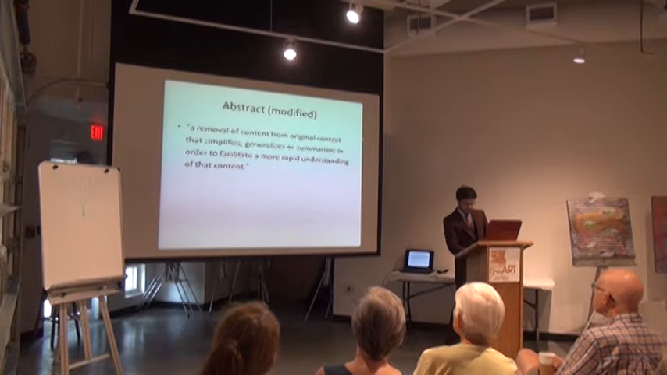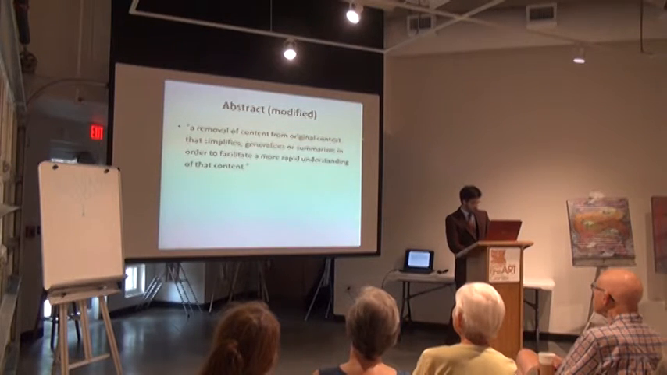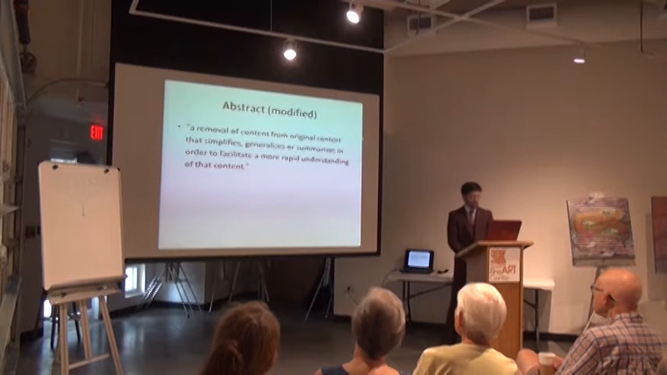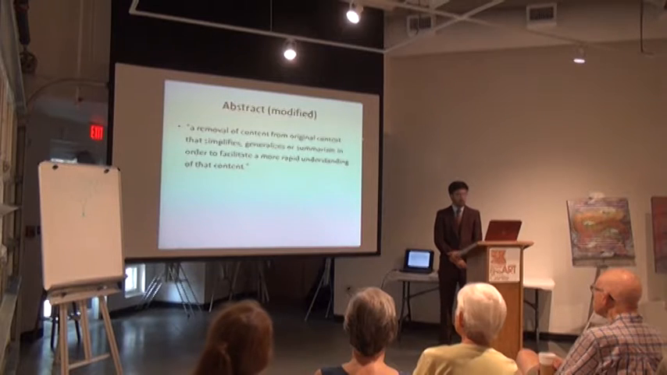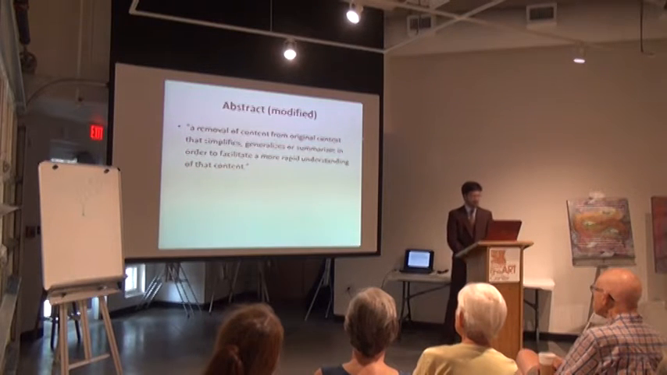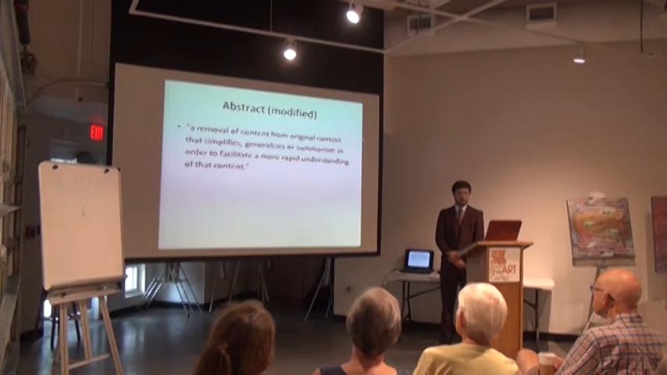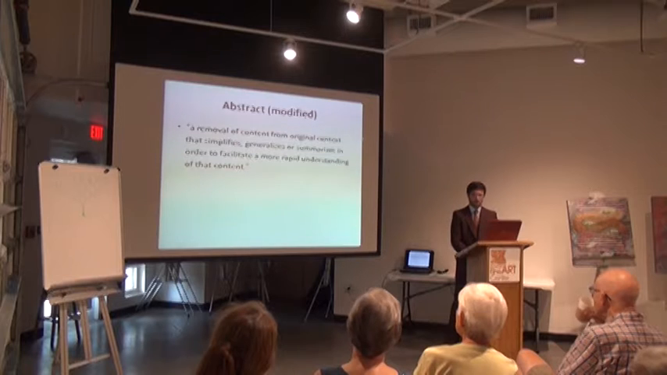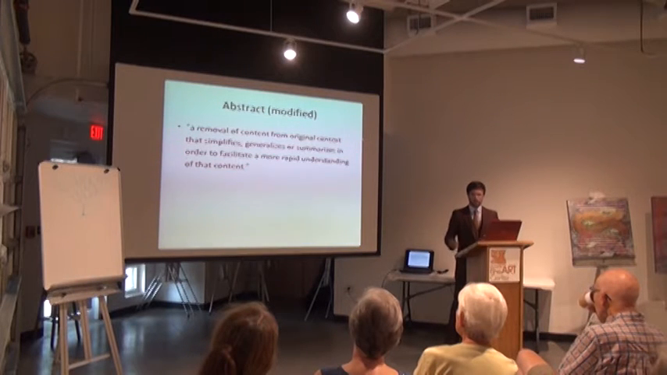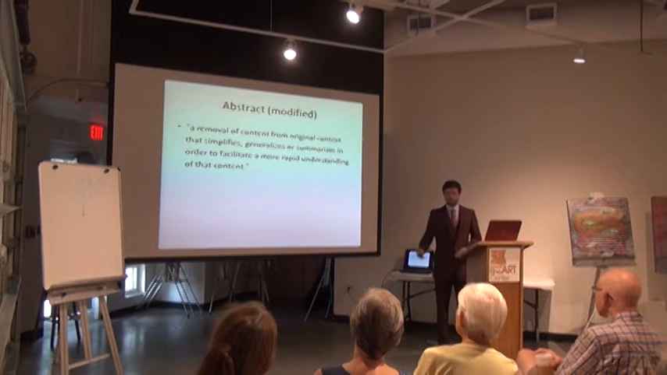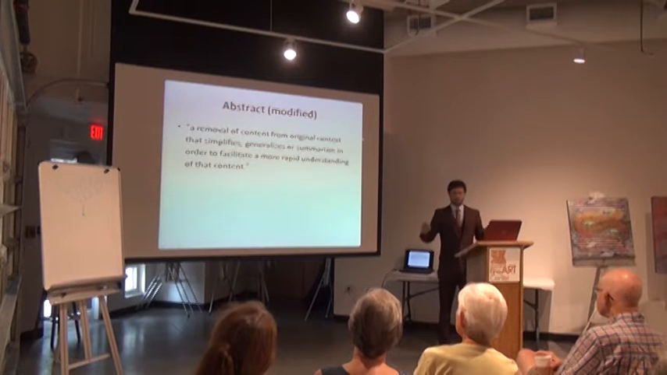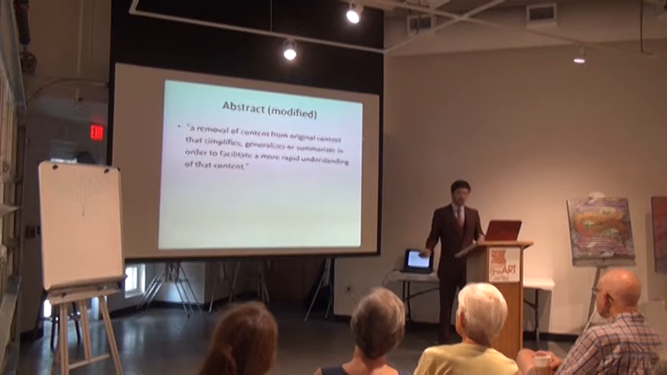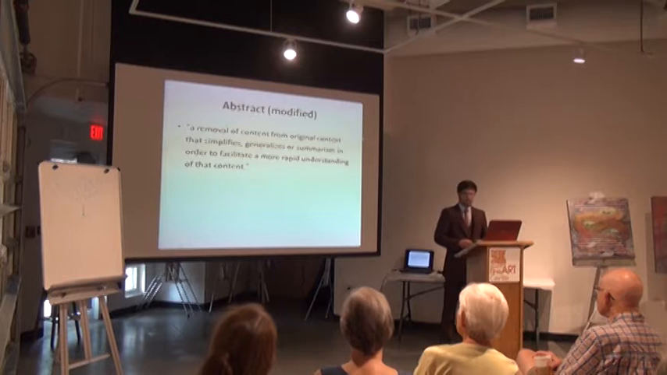Page 2 here. So with this modified definition, we can see that painting, and all art in fact, is abstract to a degree. Each work displays a different degree of abstraction. Some are obviously completely abstract, which we will label as non-representational, non-objective. There are different terms for that. All the way to the other side of the spectrum, which would be completely representational.